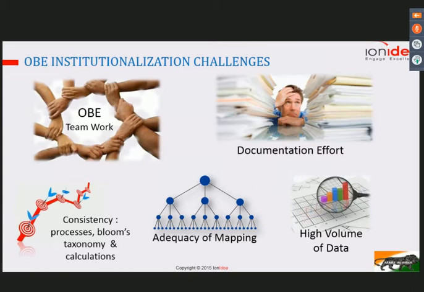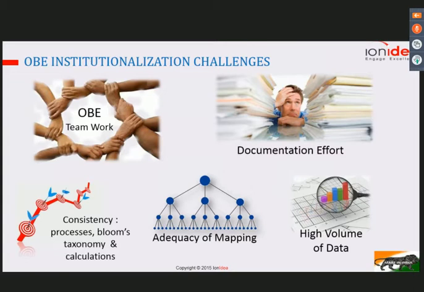So next is the consistency of processing and Bloom's level taxonomy and the calculations. So how to maintain the consistency in all the programs, in all the departments about this Bloom's level and the calculation part. If one department is working on one process, the other department will be working on another process, which makes it difficult for the institute to get some of the accreditation.